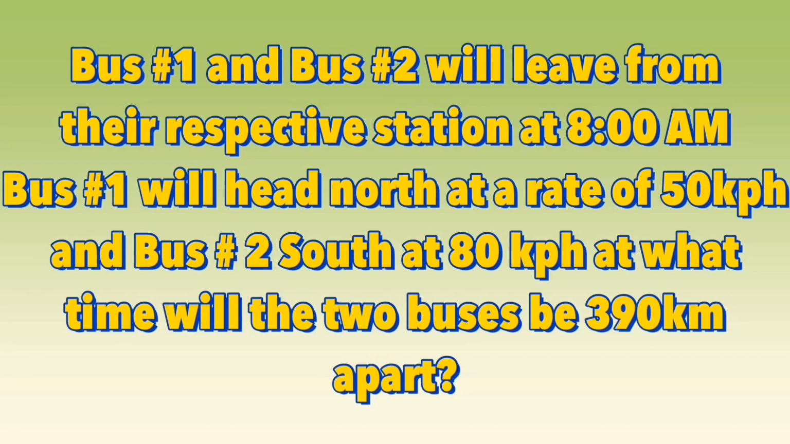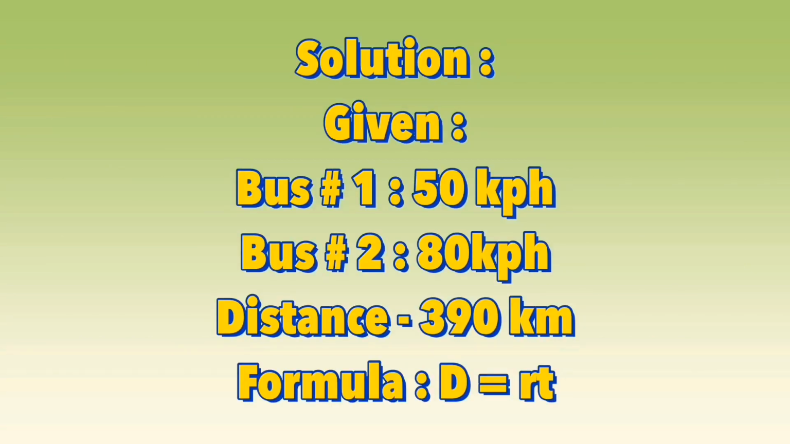Okay, the second problem. Bus number 1 and bus number 2 will leave from the respective station at 8 a.m. Bus number 1 will head north at a rate of 50 kilometers per hour and bus number 2 south at 80 kilometers per hour. At what time will the two buses be 390 kilometers apart? Our solution, given: bus number 1, the rate is 50 kilometers per hour, bus number 2, the rate is 80 kilometers per hour, and the distance covered is 390 kilometers.